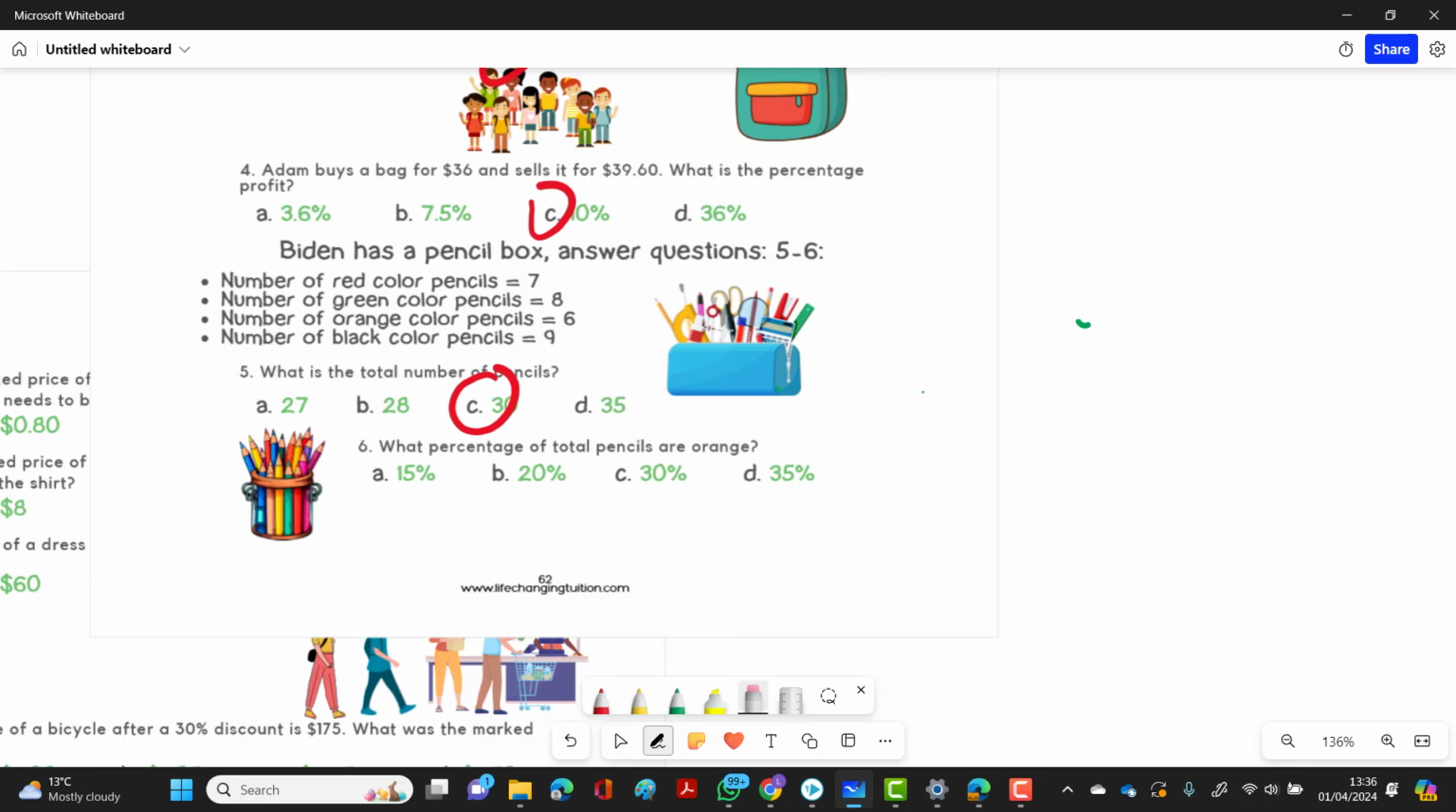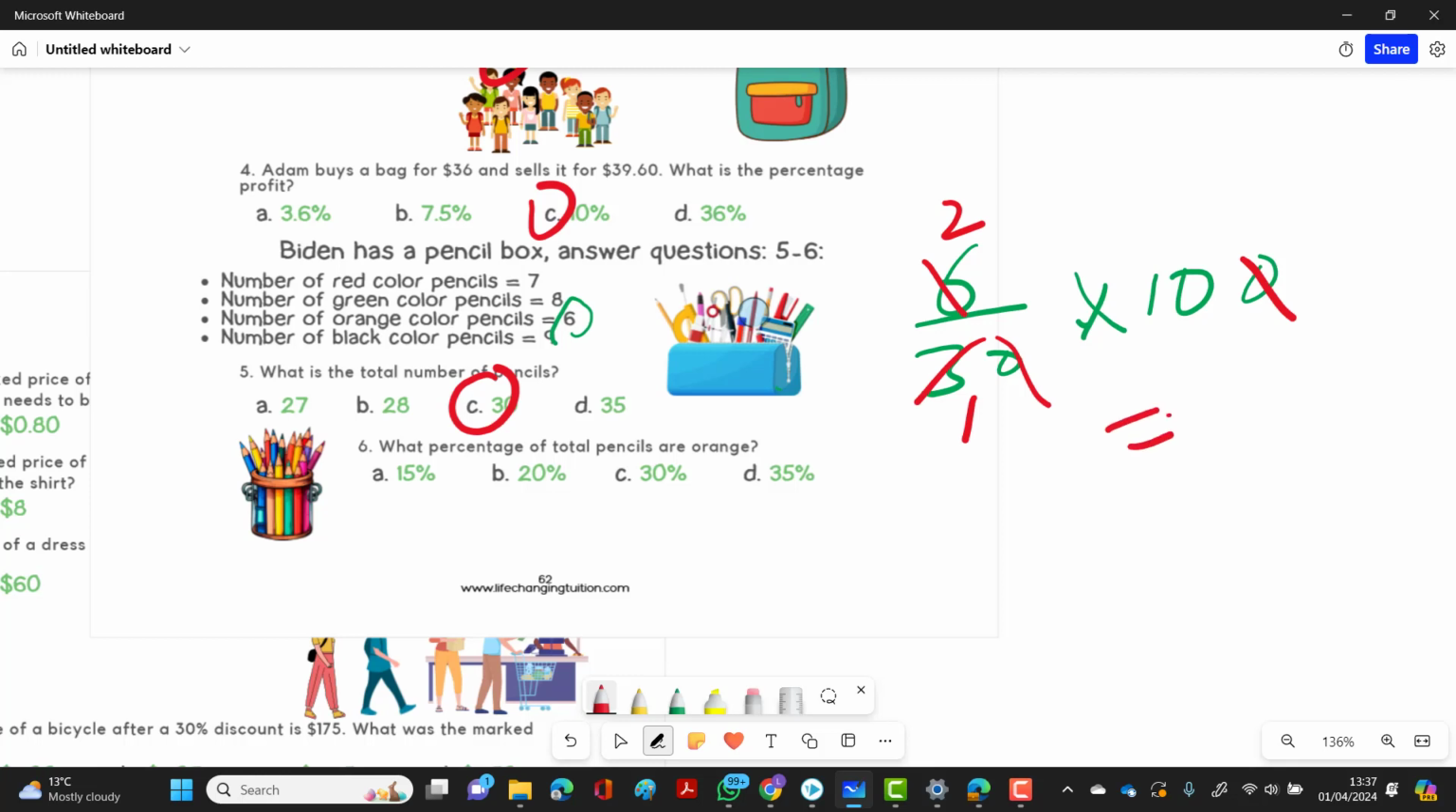What percentage of the total pencils are orange? Well, how many are orange? 6. So you do 6 over the total, which is 30, and then times it by 100. Matching zero, so 2 times 10 is 20%. So number 6 is B.